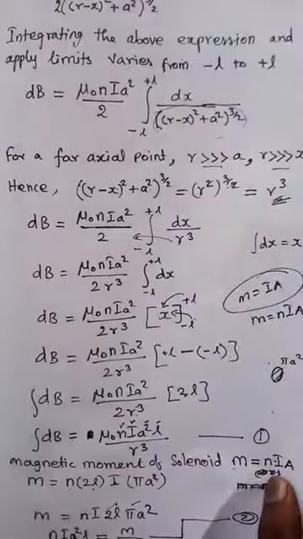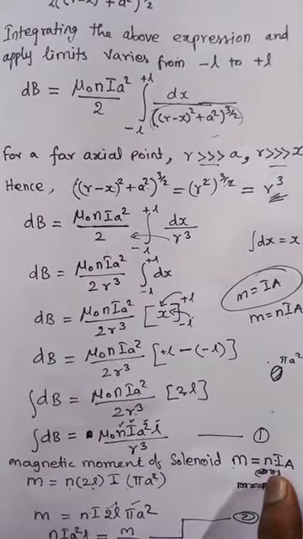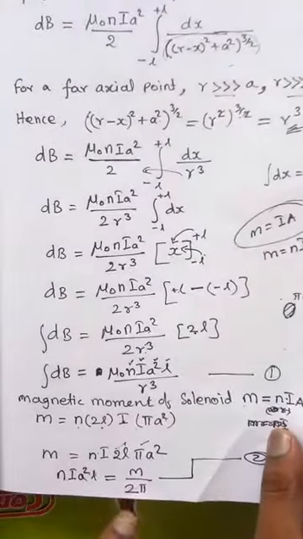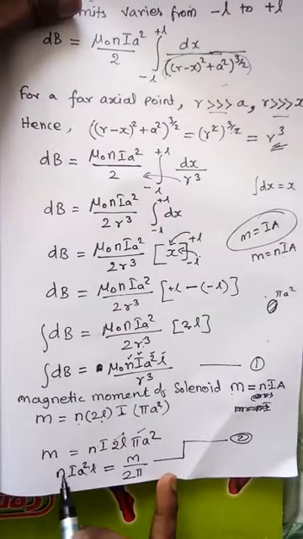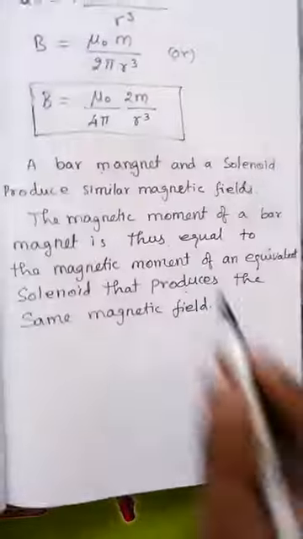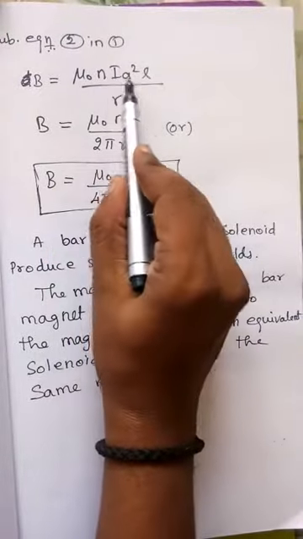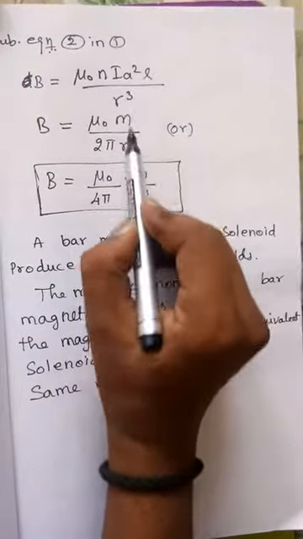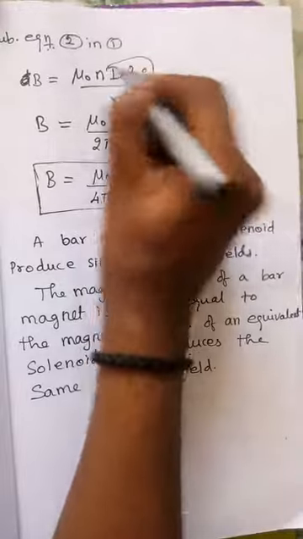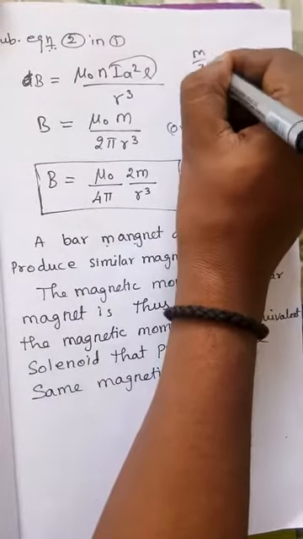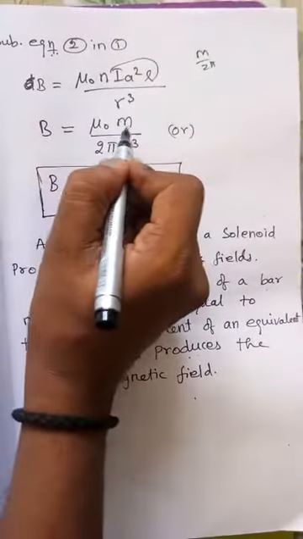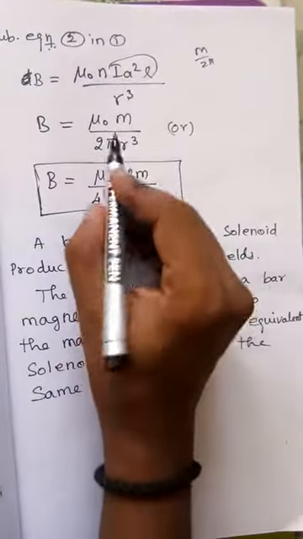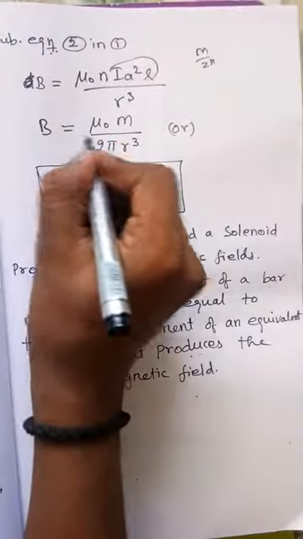You already know that M by 2 pi, so substitute. N I A square L is equal to M by 2 pi, so instead of this value substitute M by 2 pi over R cube. So B is equal to mu naught M by 2 pi R cube. So this is the magnetic field formula.